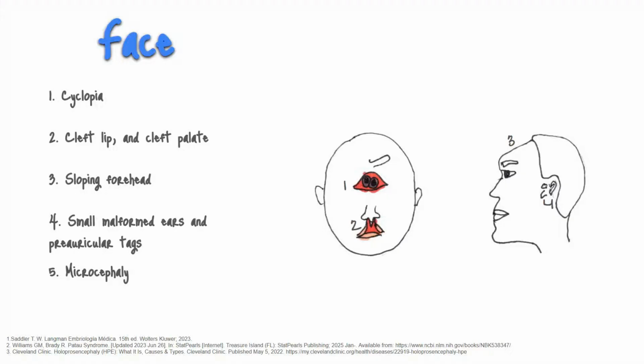Face. Facial defects are primarily midline and include cyclopia, which is one eye, we can see it here, cleft lip and cleft palate, which is when the lips and palate fail to fuse. Facial features include a sloping forehead, small malformed ears, and preauricular tags, and also they can have microcephaly, which is not shown here. Microcephaly is when they have an abnormally small head.